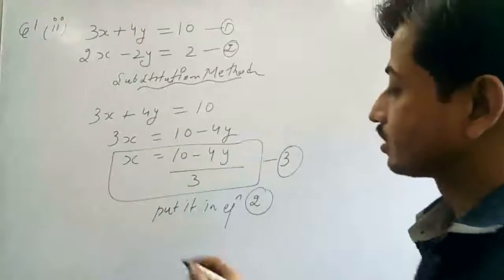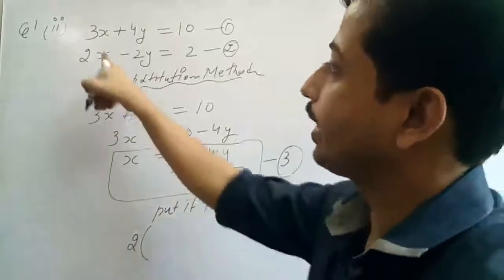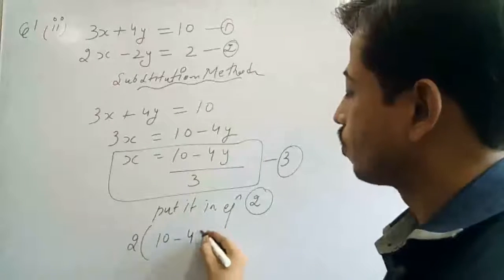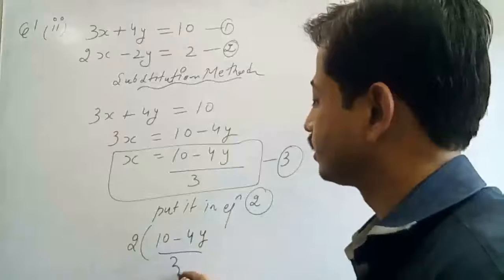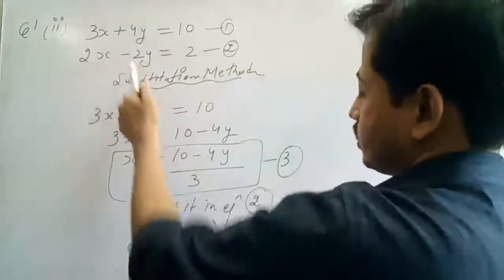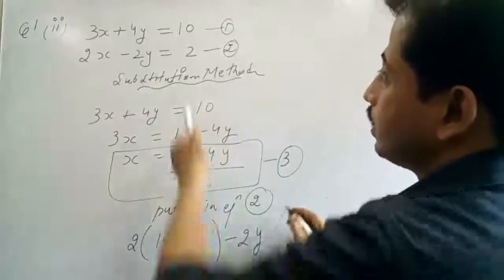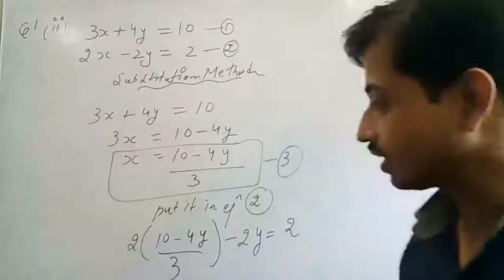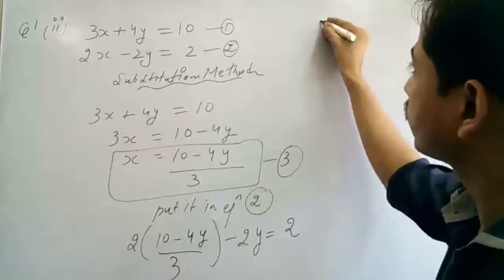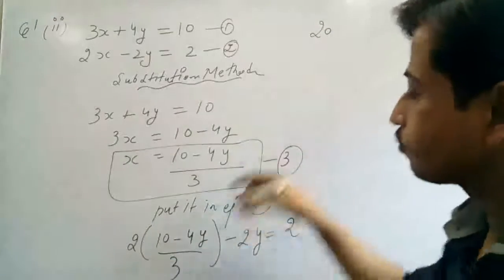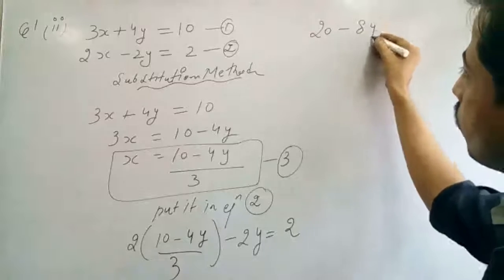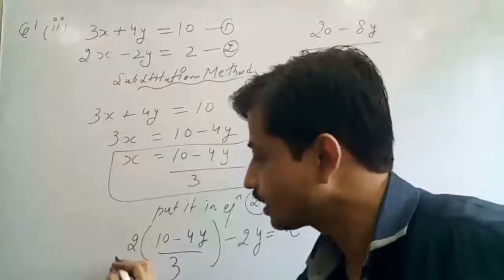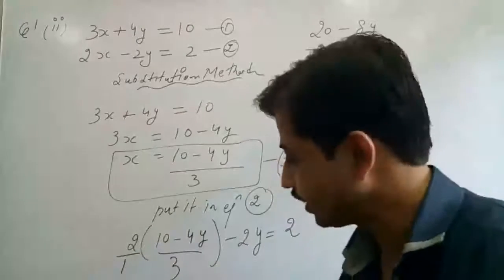What's equation 2? It is 2 into x. Now what's the value of x? 10 minus 4y divided by 3, minus 2 into y is equal to 2. Now we have to solve. Please multiply. 2 into 10 we get 20, 2 into 4 we get 8y, divided by 3, the term as it is, because if we write in terms of 2 by 1, so 1 into 3 we get 3.